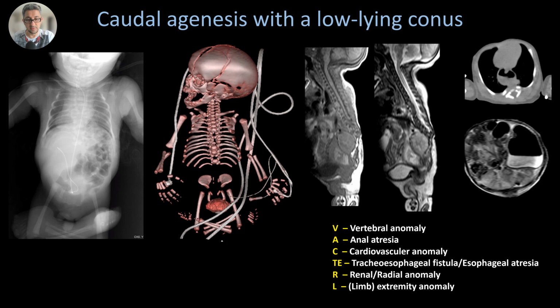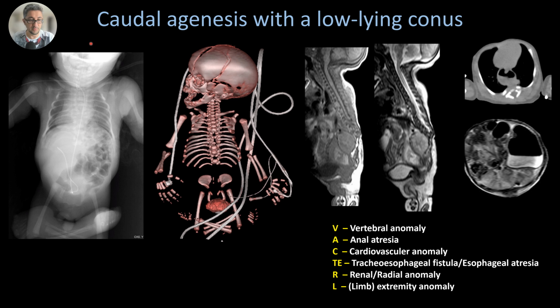Caudal agenesis may be associated with other anomalies, and this association is called VACTERL association. V represents vertebral anomaly, A anal atresia, C cardiovascular anomaly, TE is tracheoesophageal fistula or esophageal atresia, R is renal or radial bone anomaly, L is limb or extremity anomaly.